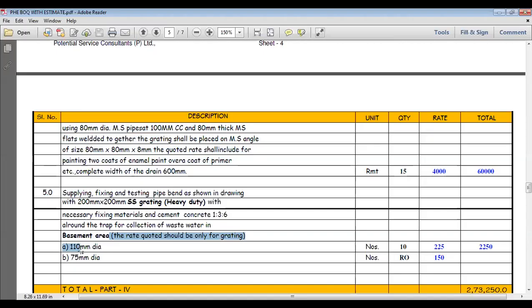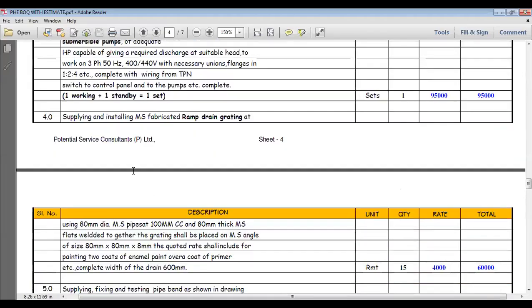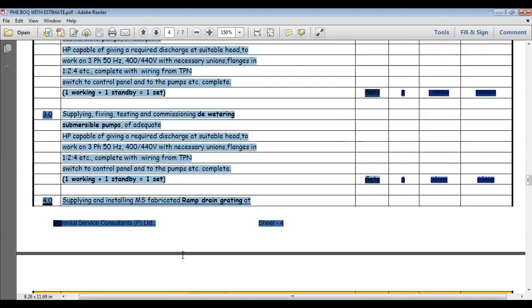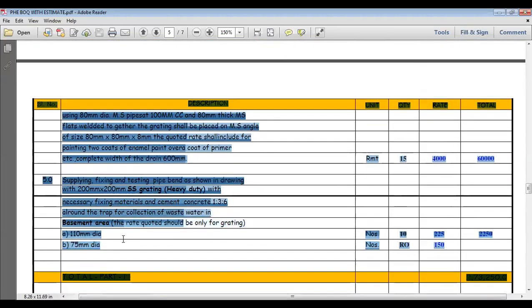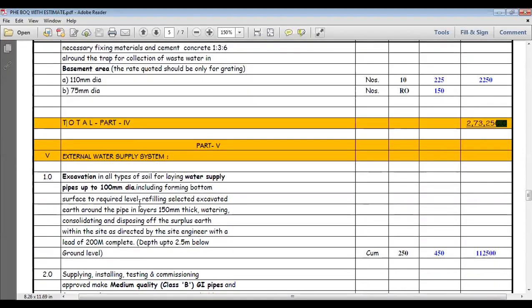Pipe bend of 100 mm, 110 mm, 70 mm, two types they have put. These are the basement drains we are going to use inside the basement. If you have a basement in your project, you have to give this necessary item. If you don't have a basement, you don't give this.